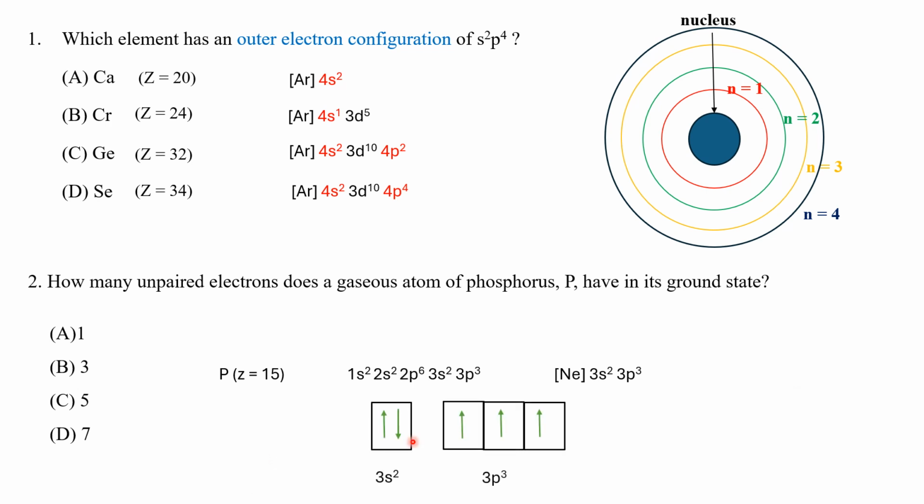Valence electrons means the outer shell electrons. So 3s2 3p3, there are 5 valence electrons for phosphorus. If you draw an orbital diagram for 3s2 3p3, there are 3 unpaired electrons in phosphorus at the ground state. So how many unpaired electrons is the question? The answer is 3.